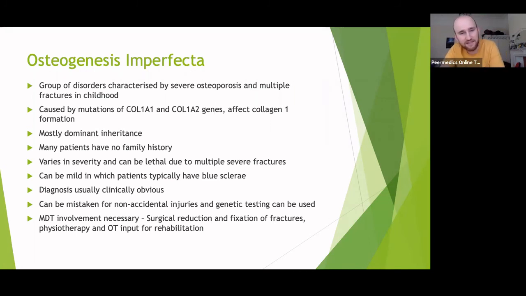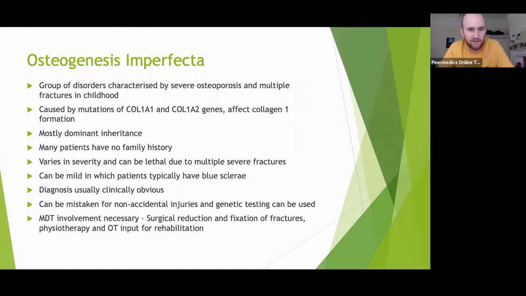In milder cases, they may have blue sclera. So that's a question I'm sure I've answered on past medicine. No family history, it's a dominant inheritance disease. There are some of the mutations that it causes, your collagen genes that affect your collagen formation. Your bones are made up of collagen, and so obviously any mutations within the genes are going to affect that. And at the end, your management is basically MDT isn't definitely necessary.